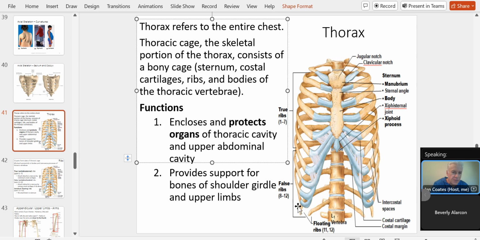Then you have false ribs, 8, 9, 10, 11, 12. Okay, these ones here all attach to themselves, and that's how that one works. They do not directly attach to the sternum. And then you have floating ribs down here, 11 and 12, that provide further protection, but they are not attached in any way to anything.